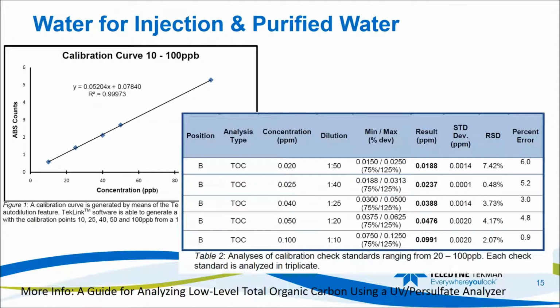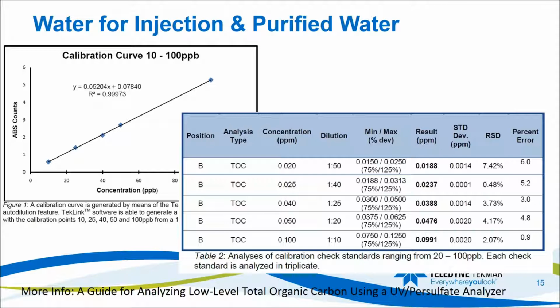So again, using the auto calibration, auto dilution feature, a calibration curve at 10, 20, 30, 40, 50, and 100 ppb in triplicate was built from my 1 ppm stock standard. The R-squared value was 0.99973, so 3 nines, which is really good, which meets most pharmaceutical standards, which typically require 3 nines. Because it's a little more strict than environmental, which is usually 0.995. But again, it depends on each place.